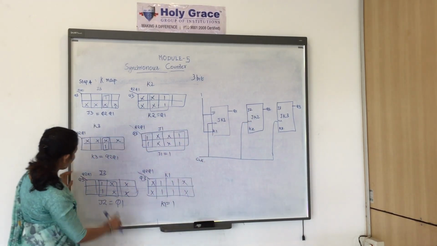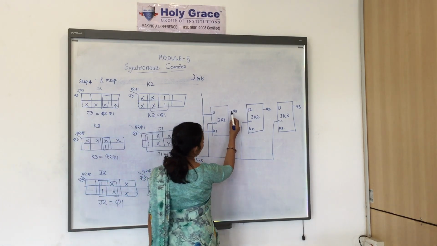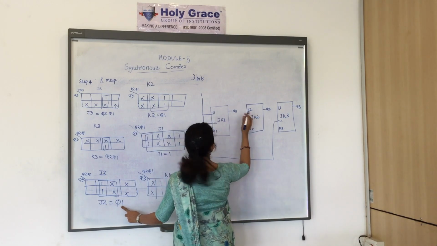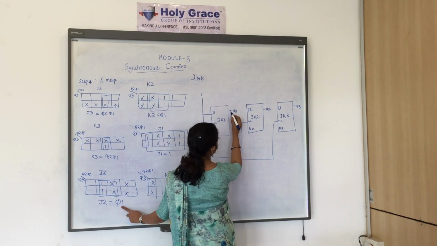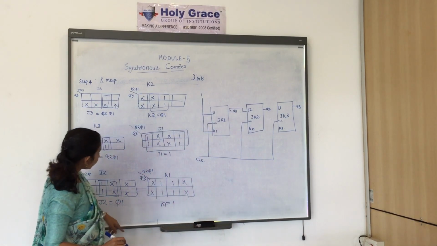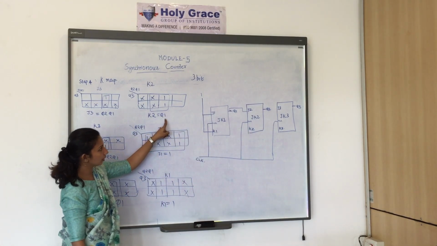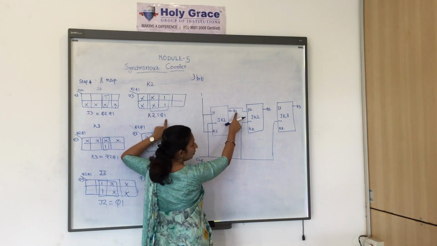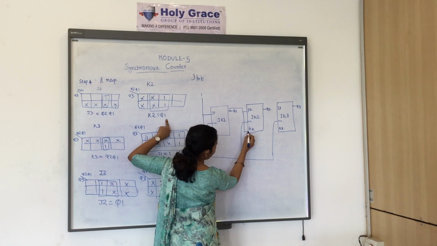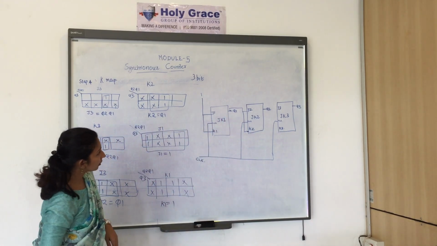Next is J2. The J2 equation is J2 is equal to Q1. That means I will take a connection from Q1 and give it to J2. Next is K2. The equation for K2 is Q1. So again we are giving Q1 to K2, and I can give the connection like this from Q1.